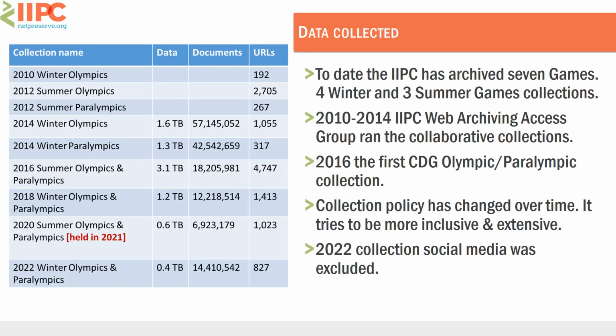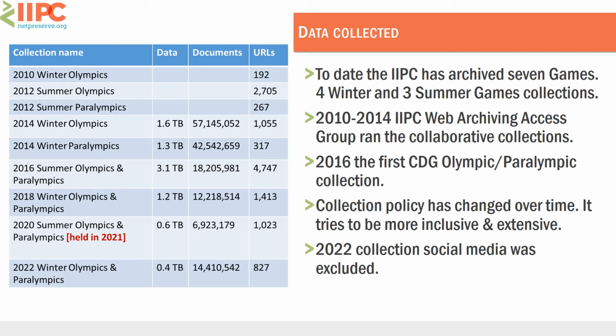This is a bit more detail about the data we've collected. We don't quite have figures for the terabytes or the documents collected for the first two collections as they were done with different technology. To date, the IIPC has archived 7 games, 4 winter games and 3 summer collections. From 2010 to 2014, the IIPC Web Archiving Access Group ran these collaborative collections, using a different platform to the Archive-It platform we currently use.